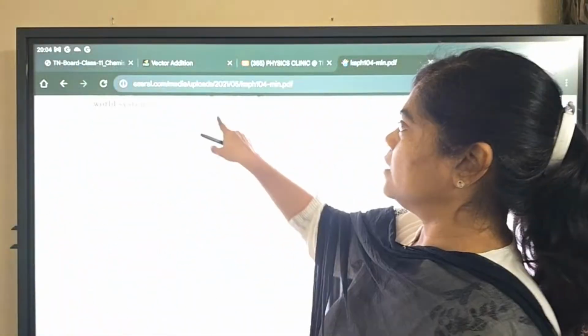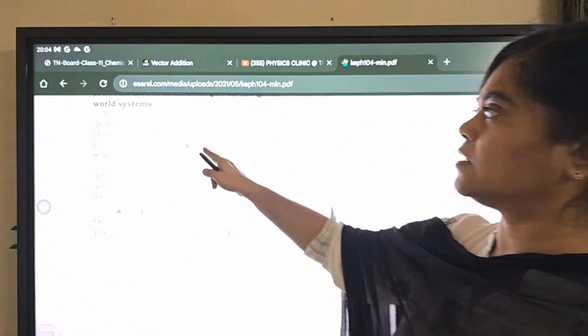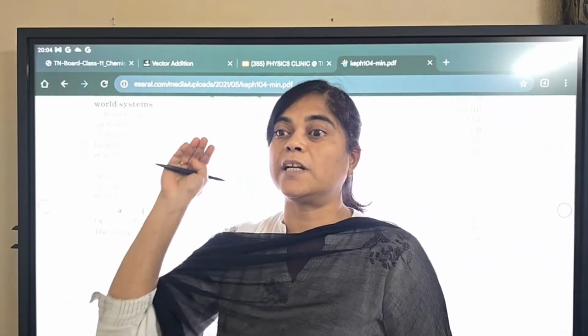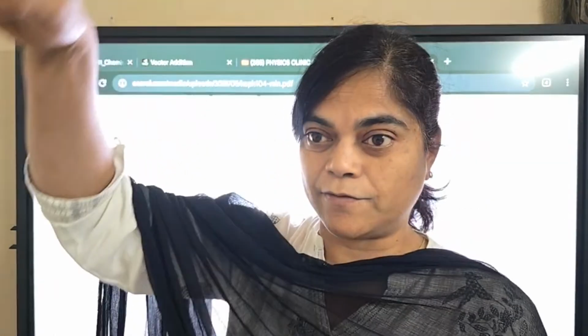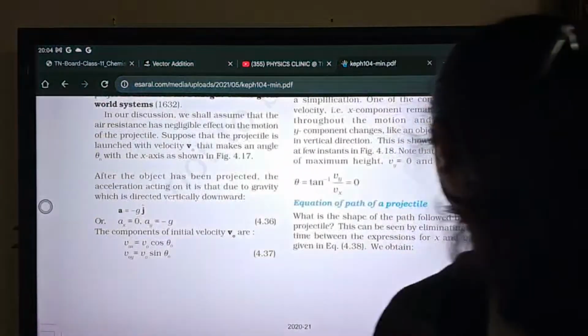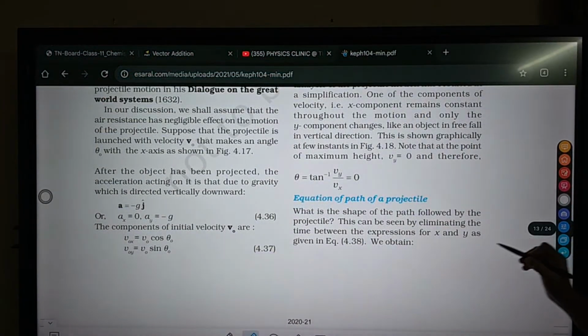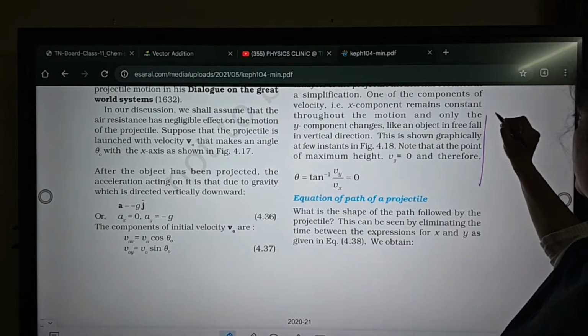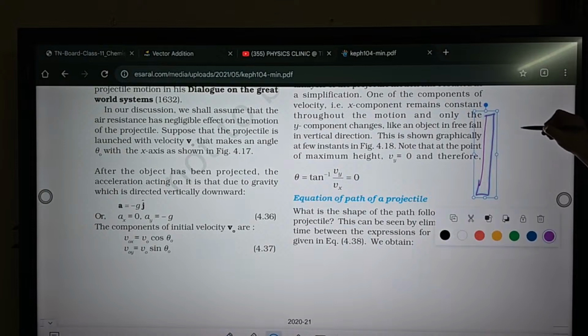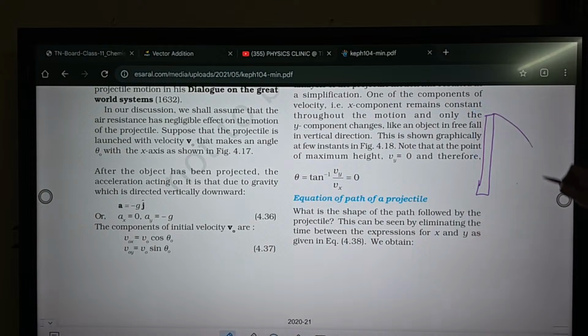We shall assume that the air resistance has negligible effect. If you throw something, or if an object is falling from the top of a building, there are two types of things we need to discuss. Suppose it is a tower, and you throw a ball from the height of a tower, it is a half projectile. It is a half trajectory, we can say.